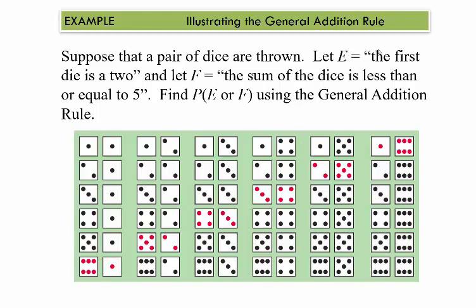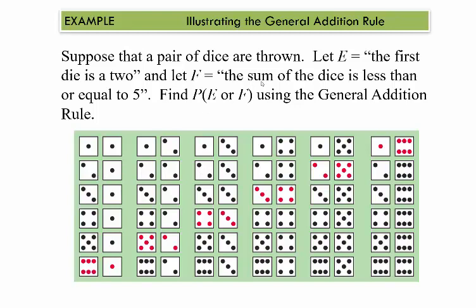Okay, so we have two events here. We're going to let E be the first die is a 2. The first die being a 2 would be this one, this one, this one, this one, this one, and this one. Can you also have the first die be a 2 and the sum of the dice be less than or equal to 5? Absolutely. That would be this one, and this one. So these events can happen at the same time.